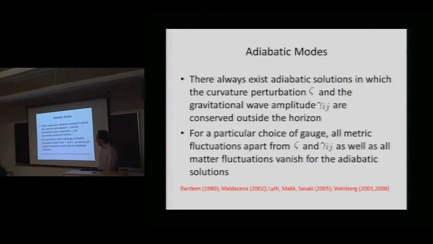And to be a little bit more specific about what I mean by these adiabatic modes, in a particular choice of gauge, all metric fluctuations apart from zeta and gamma vanish, and all matter fluctuations also vanish in these adiabatic solutions. So the solution looks like just a regular unperturbed Robertson-Walker metric with unperturbed matter densities, except for zeta and gamma, which characterize the scalar and tensor perturbations in the metric.